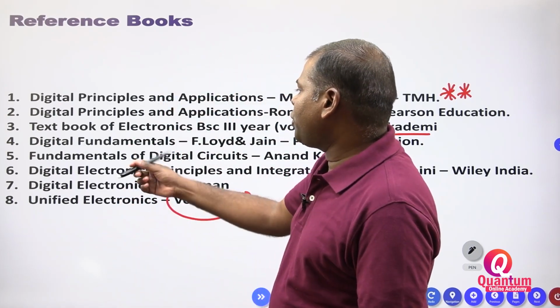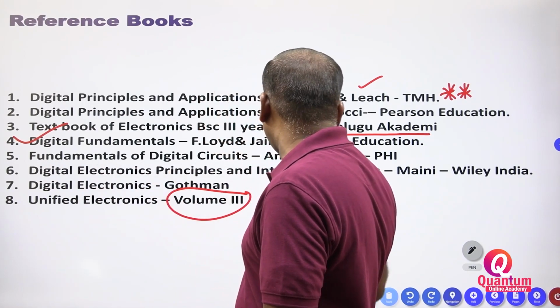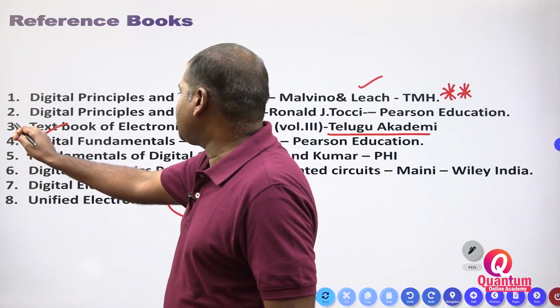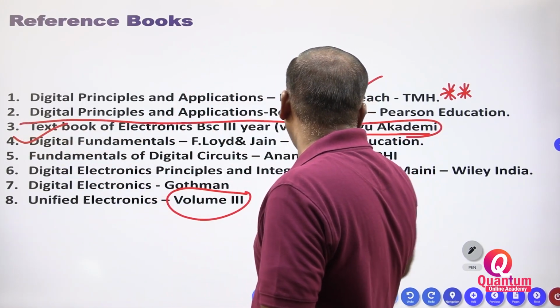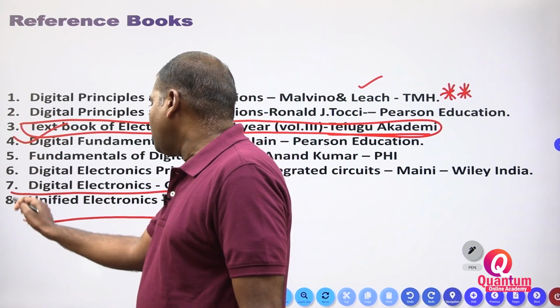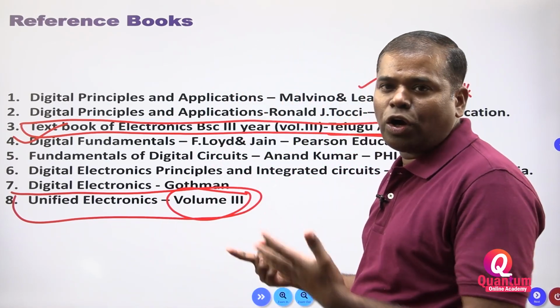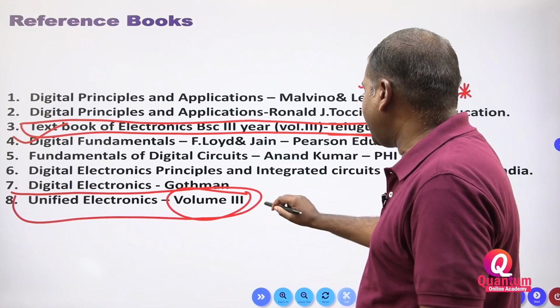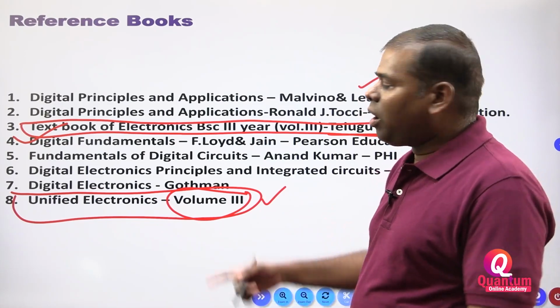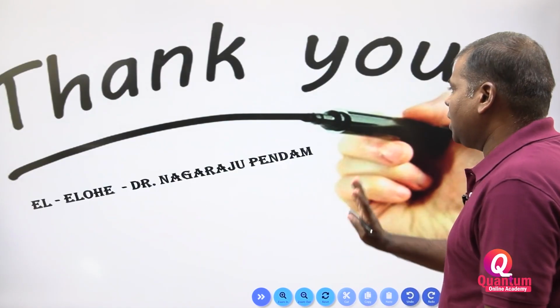That's why you have to take Fundamentals of Digital Circuits, or Textbook of Electronics BSc 3 from Telugu Academy, or Unified Electronics Volume 3 from Unified books. These two books you have to take, or one book you have to take, and the entire portion is covered by this book.